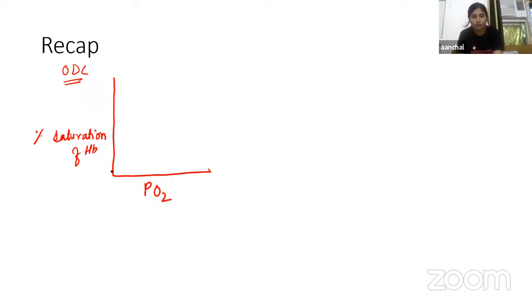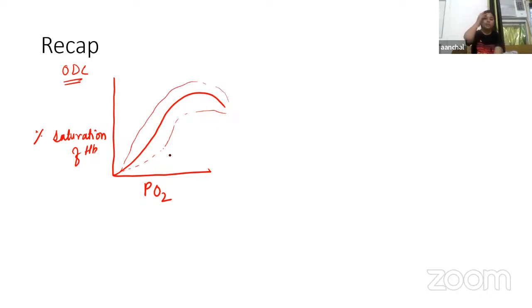So this is basically the sigmoid form. It is like this, the normal, and this is showing the shift to left and shift to right. Normally in the blood, the hemoglobin is saturated with oxygen only up to 95%, and saturation of hemoglobin with oxygen depends upon the partial pressure of oxygen. Whenever the partial pressure of oxygen is more, hemoglobin accepts oxygen, and whenever the partial pressure of oxygen is less, hemoglobin releases oxygen.